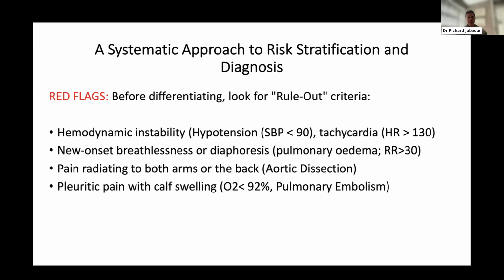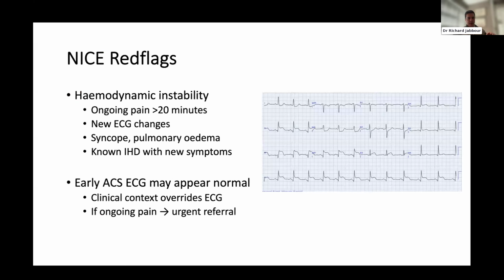So obviously, when you're assessing a patient, there needs to be a systematic approach to risk stratification and diagnosis. If anyone is hemodynamically unstable, or they're in pulmonary edema with a respiratory rate of 30, they have pain radiating to the back or both arms, or signs and symptoms consistent with a PE, these are your classical red flags where you need to refer to the emergency room. So obviously, observations are of critical importance, and basic clinical signs such as pulmonary edema, again, very, very important.